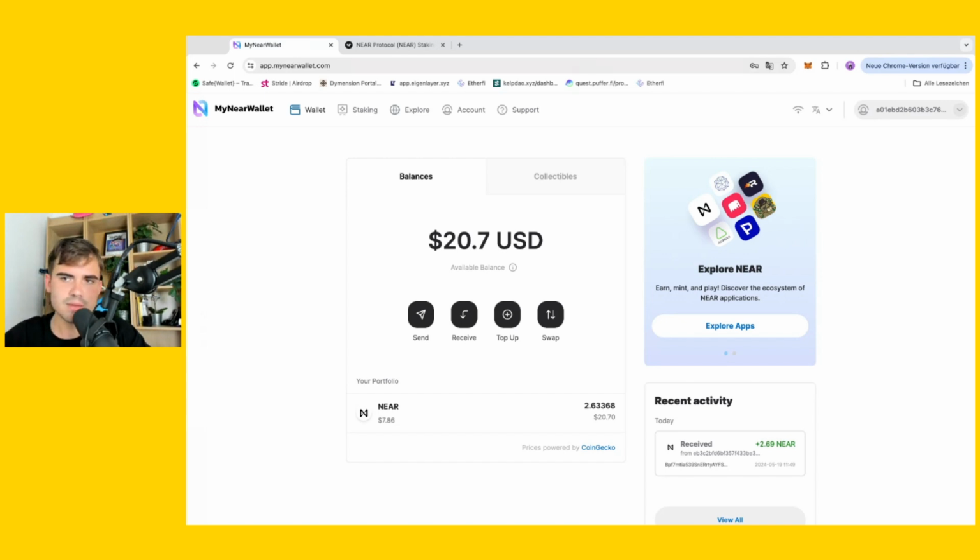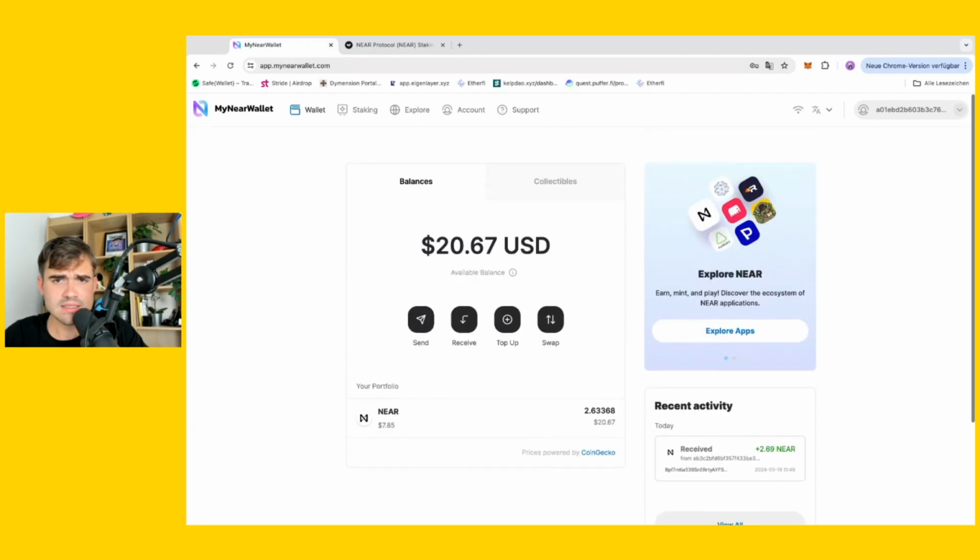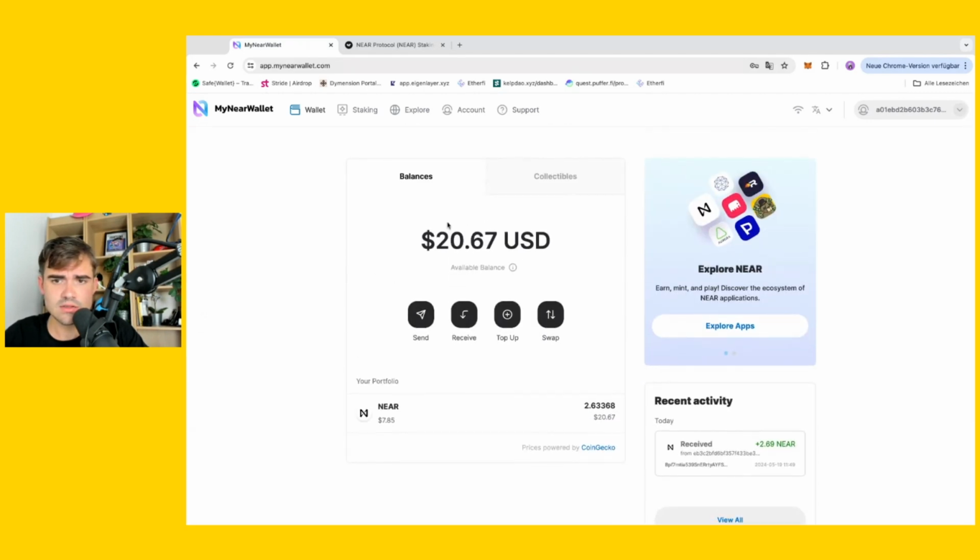Just go on the Near website, read the docs, and look it up, and then you will quickly find my Near wallet, app.mynearwallet.com. This link is safe. So first thing was I bought some Near on a centralized exchange. Generally, I use Kraken. And then I sent $20 in Near, so 2.6 something Near to my address.